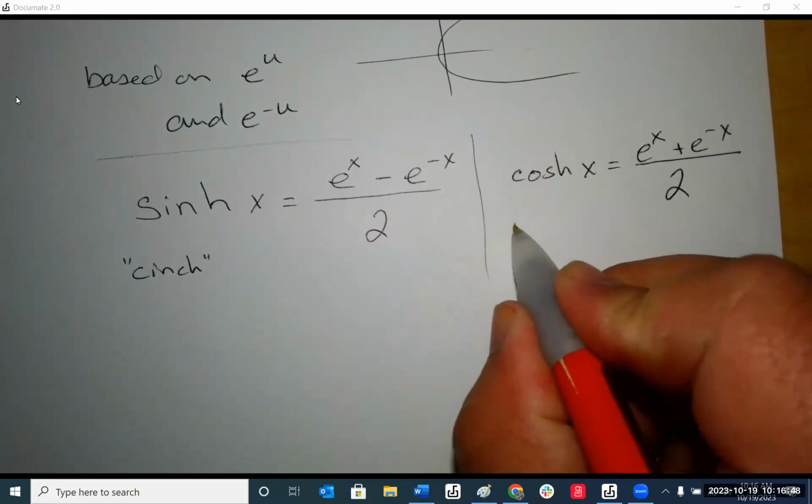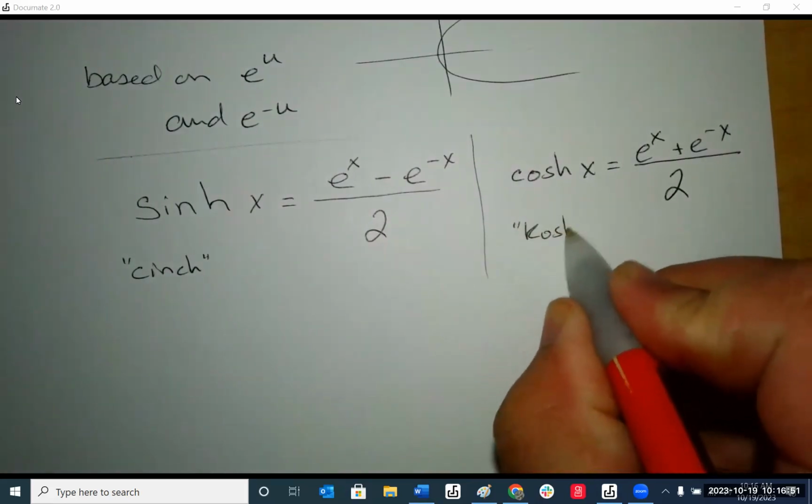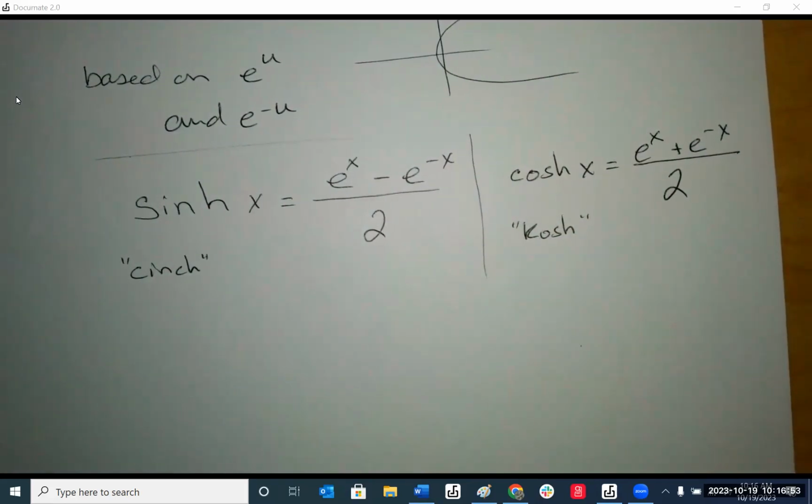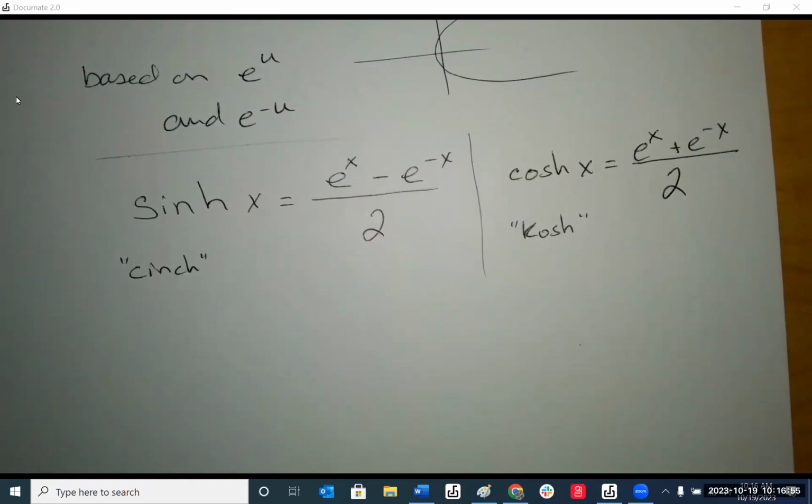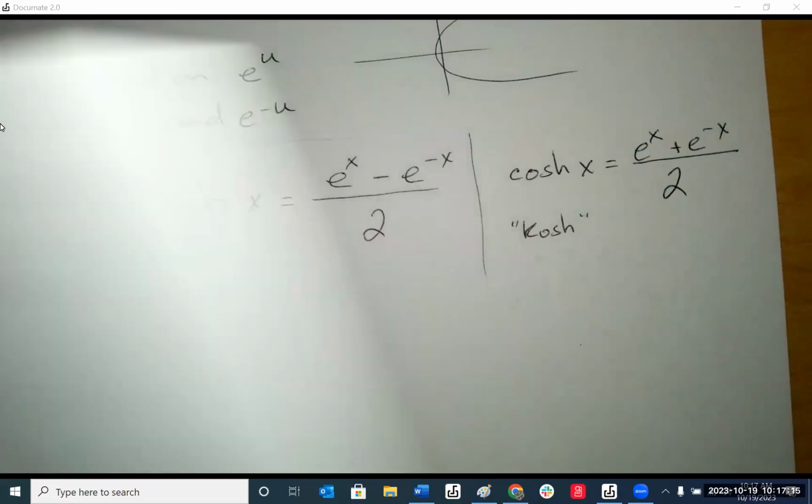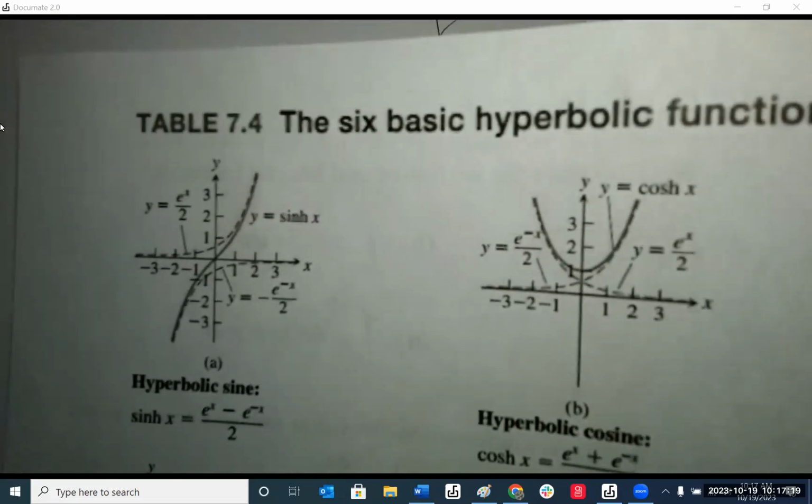And this is pronounced cosh. So these are the basic hyperbolic functions. And for the students here, I'll put it online also, I have all these trig tables and graphs of the hyperbolic functions.